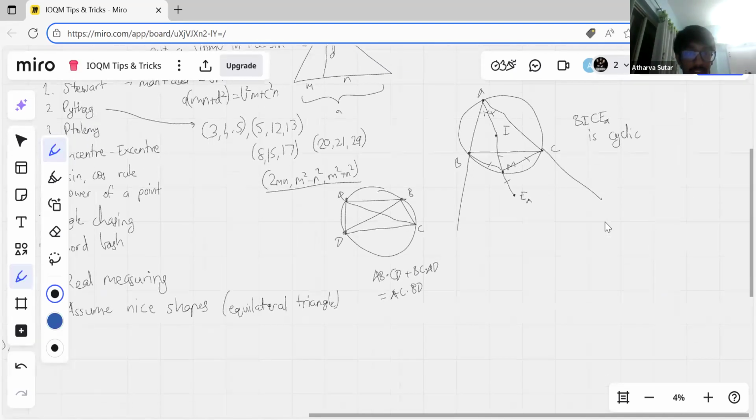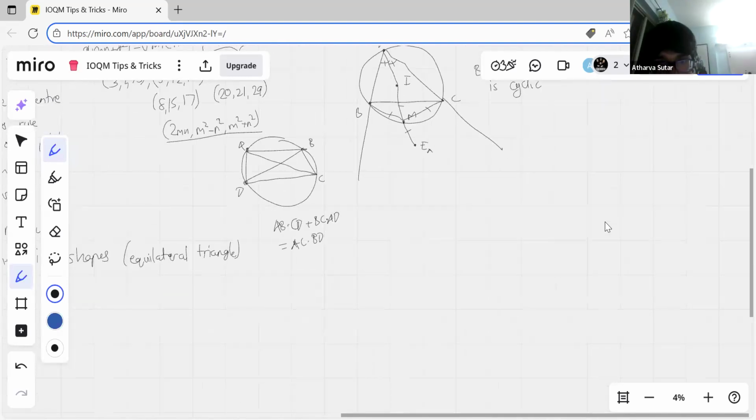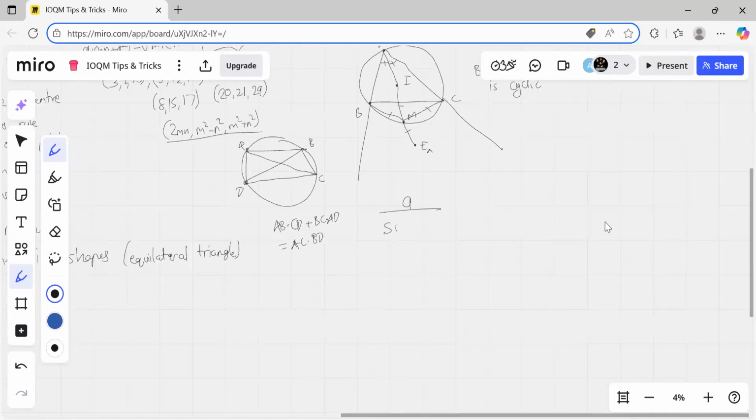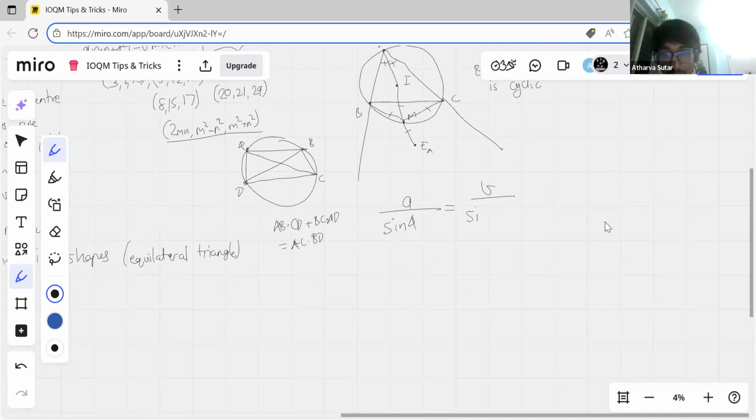Then the sine rule and cosine rule, and Menelaus and Ceva. I mean, sure, but they don't really come up that often. I have not seen a question myself.